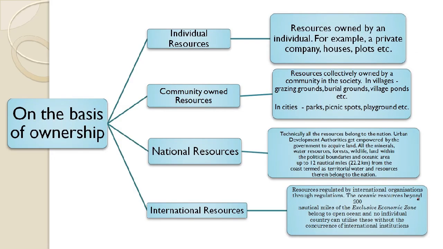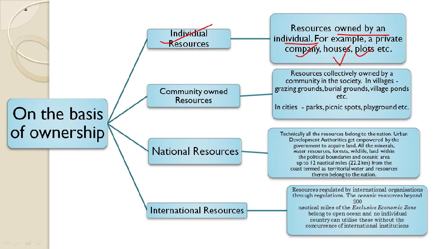On the basis of ownership, resources are classified into four types. The first one is individual resources. Now, as the word suggests, resources which are owned by an individual are known as individual resources. For example, a private company, houses, plots.